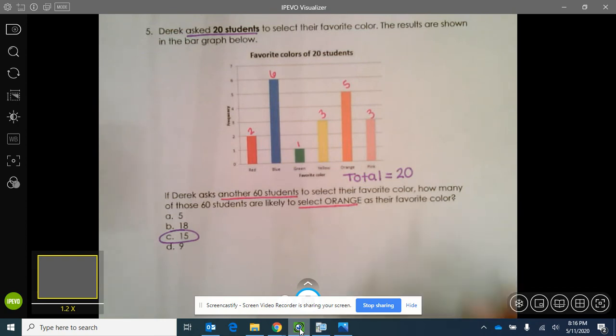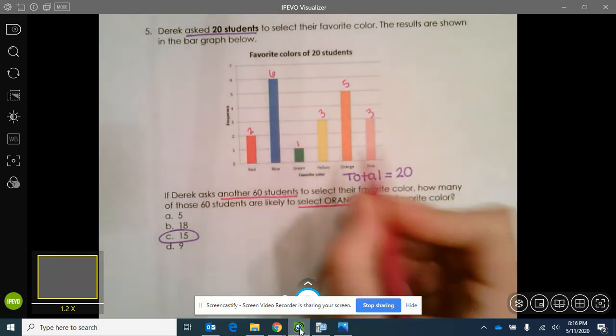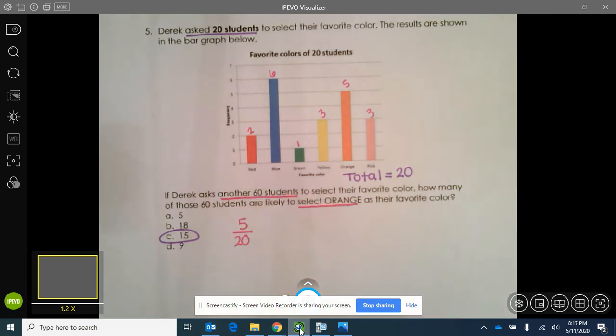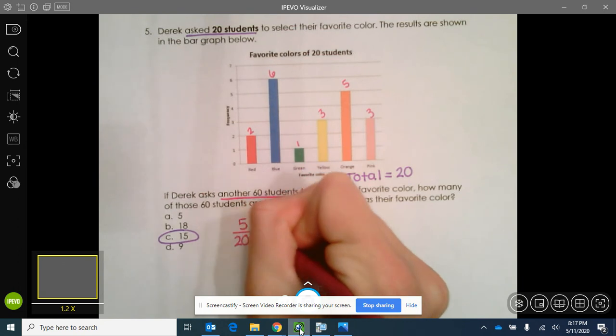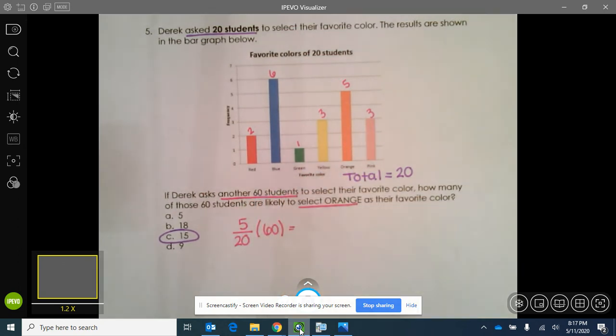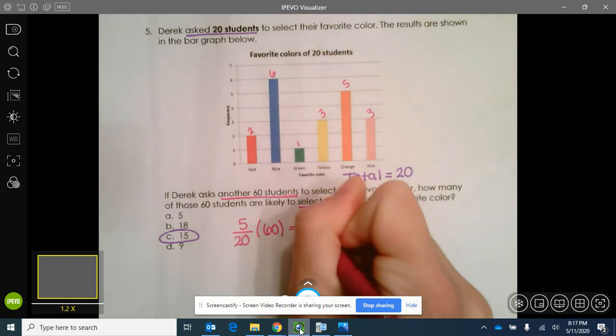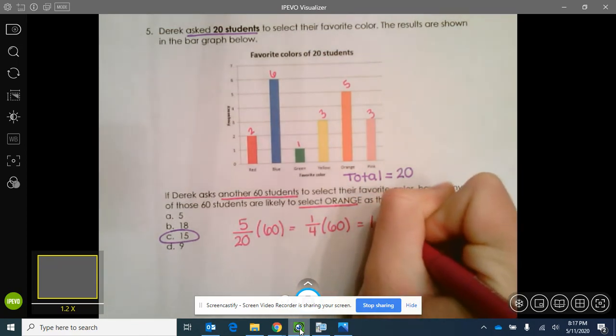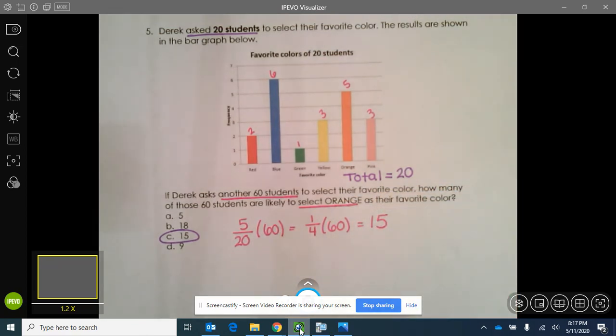So here's what you need to do. Look at the original data. Figure out how many students selected orange. So it's 5 out of 20. And then all you need to do is take that fraction and multiply it by the new total, which is 60. So if you take 5 over 20, and of course you could simplify that, so you can make this 1/4 times 60. 1/4 of 60 is 15. So out of those new 60 students, we would expect 15 to select orange. So for number 5, you should have gotten letter C.